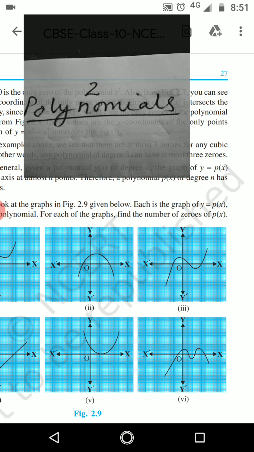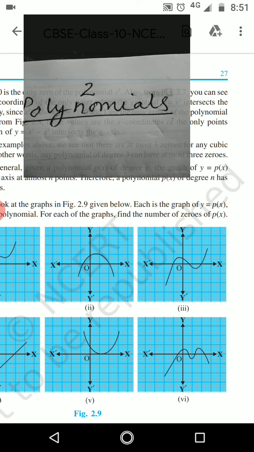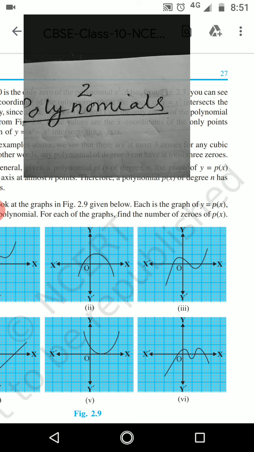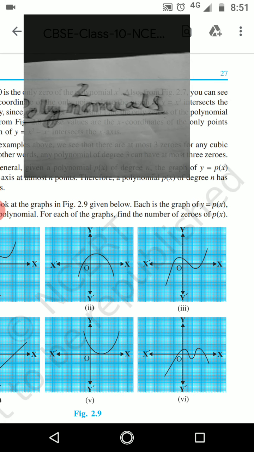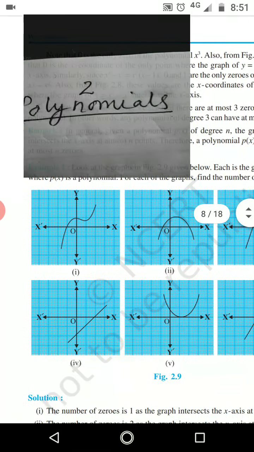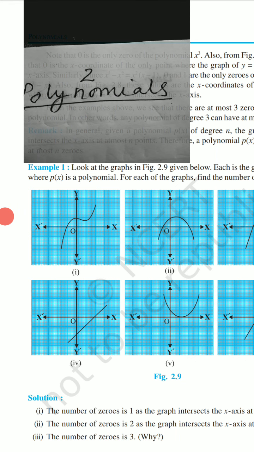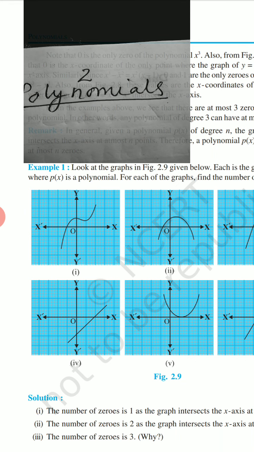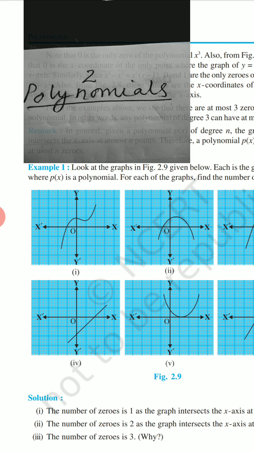In the third, you can see the curve intersecting the x-axis at 1, 2, 3, 4 points. Therefore, the number of zeros is 4. In the fourth part, you can see a straight line intersecting the x-axis at one point only. Therefore, the number of zeros is 1.